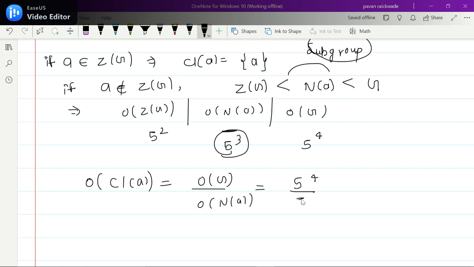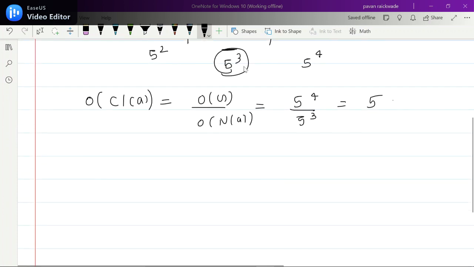And we know the order of the class of A is equal to the order of G upon the order of the normalizer of A, right? Which is equal to 5 raised to 4 upon 5 cubed, which is equal to 5. So what we find is, every element which is not in the center corresponds to a unique class of size 5, right? So every element not in the center belongs to a class of size 5.